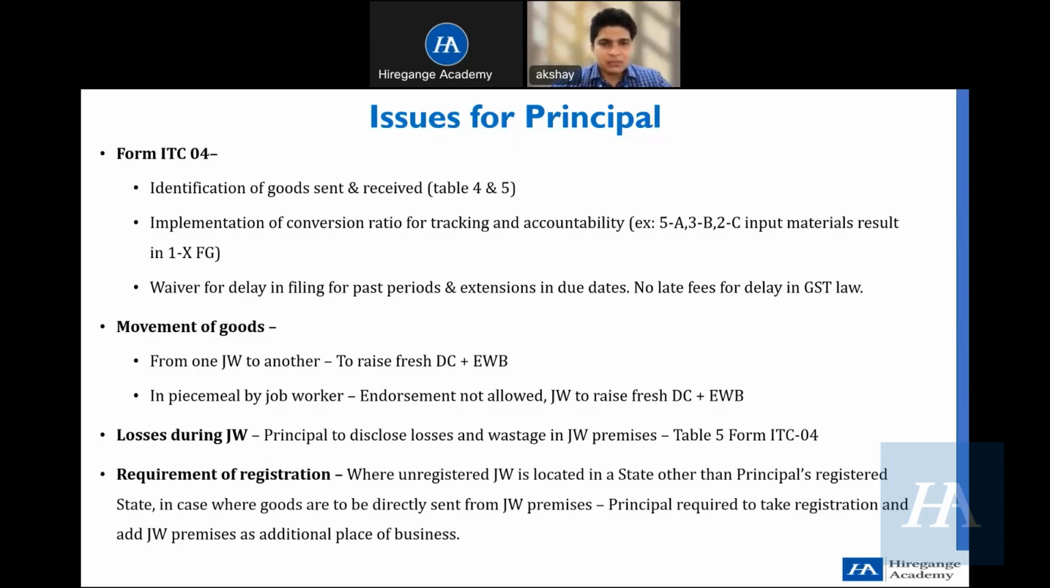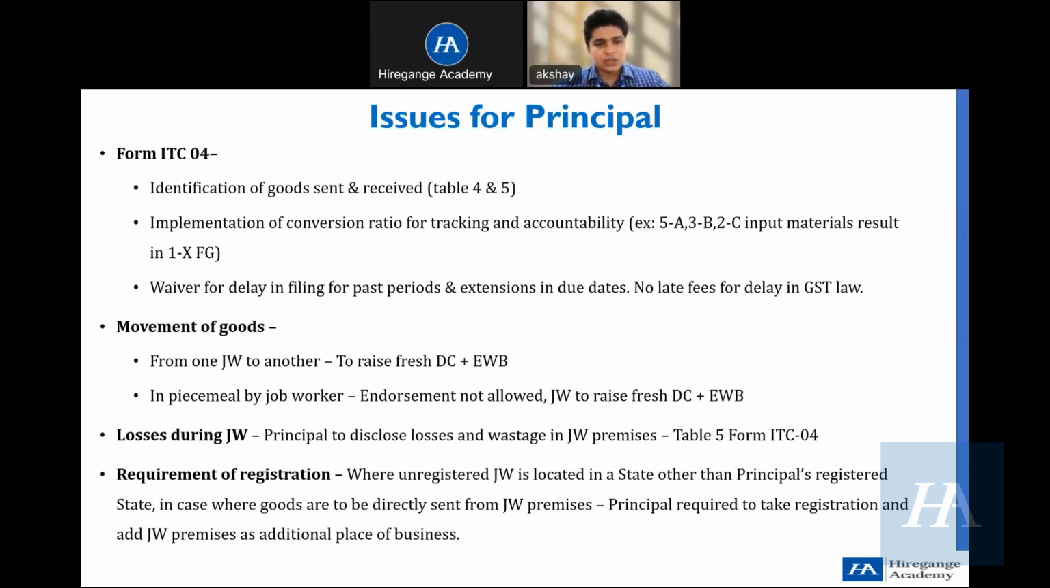ITC 04, there are two main tables, table 4 and table 5, where it provides various types of identification of goods which are sent and received back. Like I mentioned, implementation of a conversion ratio for tracking and accountability is something that has to be maintained on an internal basis. This is not in the online form ITC 04. Waivers, of course, have been there in the past.